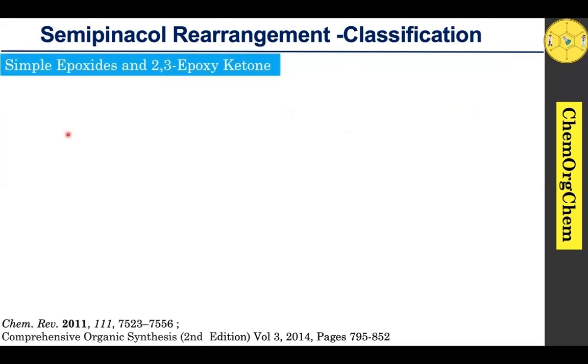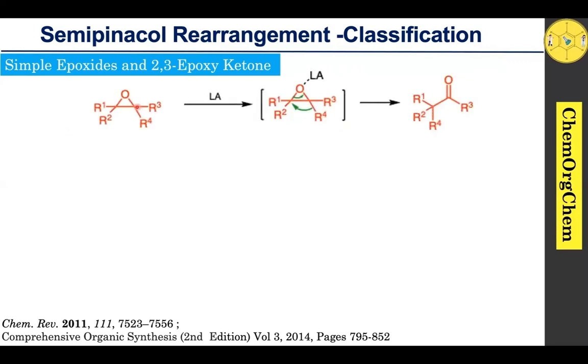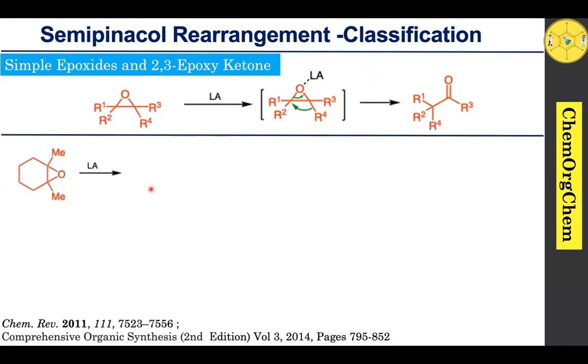Not only 2,3 epoxy alcohol derivatives, even simple epoxides and 2,3 epoxy ketones also undergo semipinacol rearrangement reaction. Here you see that the epoxide readily coordinates with Lewis acid, which will generate some stable carbocation intermediate, followed by a 1,2 shift which generates the corresponding carbonyl compound as a product. So here you see one of the examples for a simple epoxide.